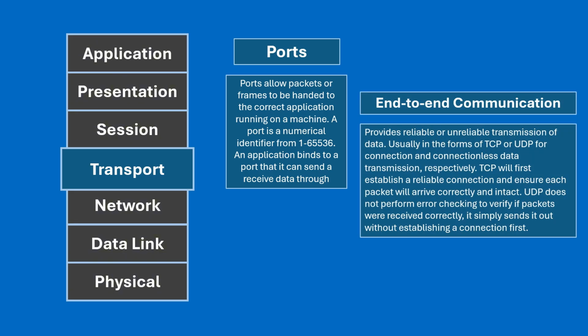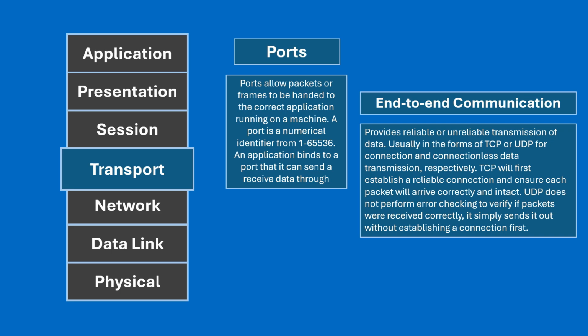Another function of the transport layer is end-to-end communication. This layer is concerned with how data will be transmitted. Layer 4 provides reliable or unreliable transmission of data, usually in the forms of TCP or UDP for connection and connectionless data transmission, respectively.